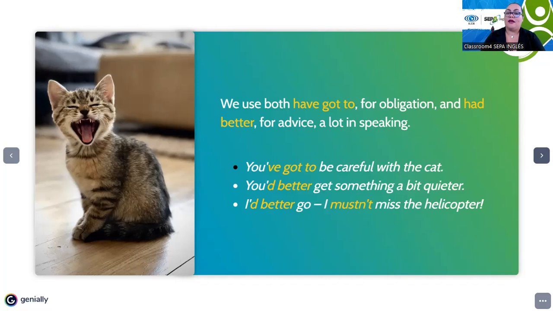Again, we use both have got to for obligation and had better for advice, allowed in speaking. You've got to be careful with the cat. You'd better get something a bit quieter. I'd better go. I mustn't miss the helicopter. Mejor me voy. No puedo perder el helicóptero. Mejor consíguete algo más tranquilo.